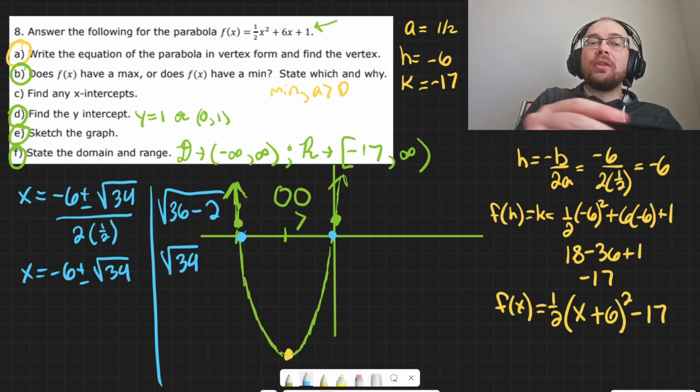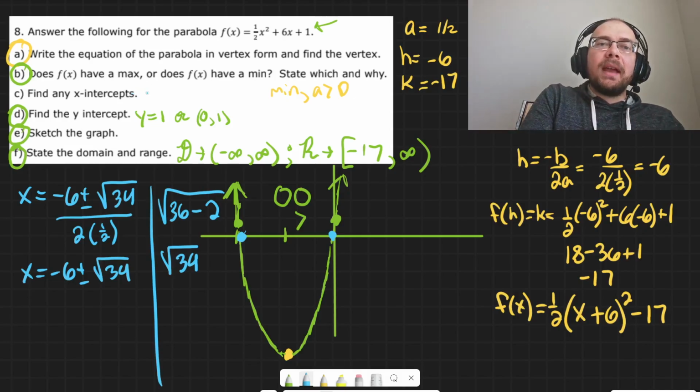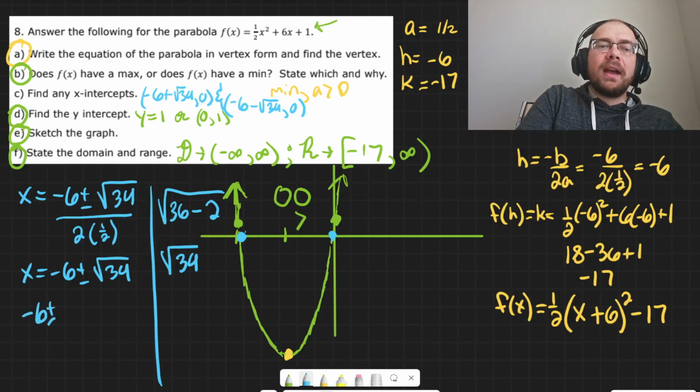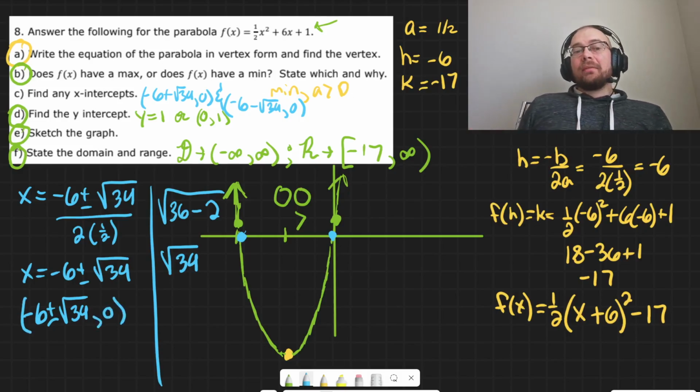And that's it. So if you need to list them separately and kind of in a more formal way, you could do that like this. It would be negative 6 plus root 34, comma 0, and negative 6 minus root 34, comma 0. Or if you just wanted to list them as 1 point, you probably could do that. Most teachers would probably be okay with that. You could just say like this, comma 0, and just put the plus minus in there, and that would work as well.